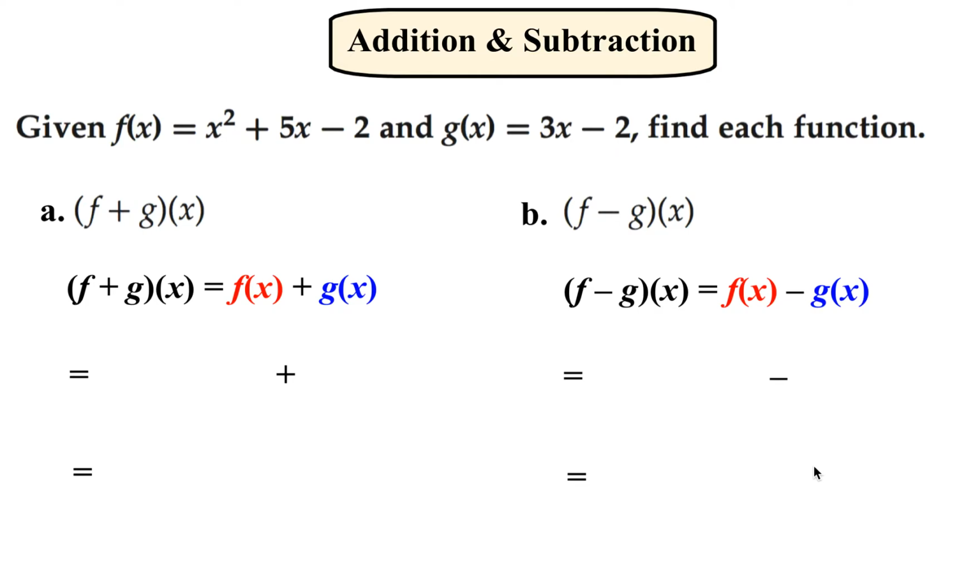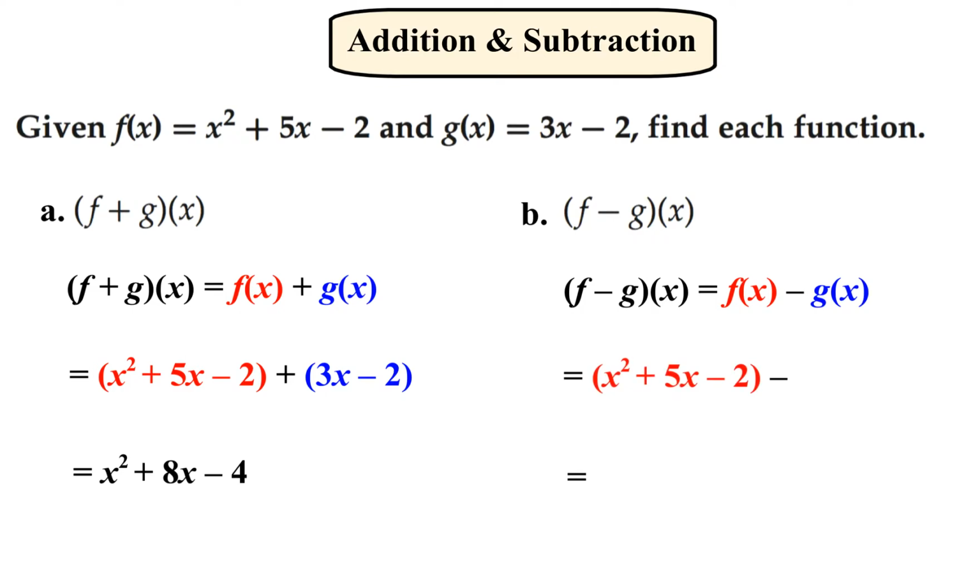So for addition and subtraction, I have a couple of examples here. We've got a function f and a function g, and we want to find the sum and the difference of those two functions. So the sum of the functions is just taking the two functions and adding them together. To do that, we need to add our like terms. So 5x and 3x will be added to give us 8x, and negative 2 plus negative 2 is negative 4. So that's the sum. The difference, very similar. We're going to take 5x minus 3x, which will give us 2x this time. And negative 2 minus a negative 2 is negative 2 plus 2, so that term drops out completely.